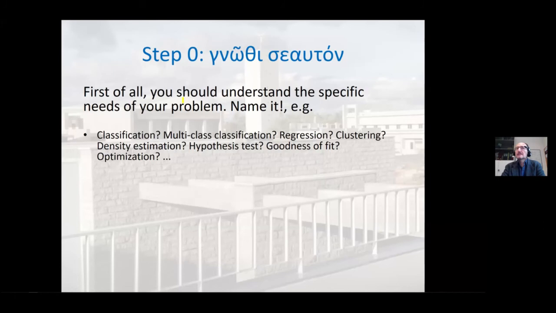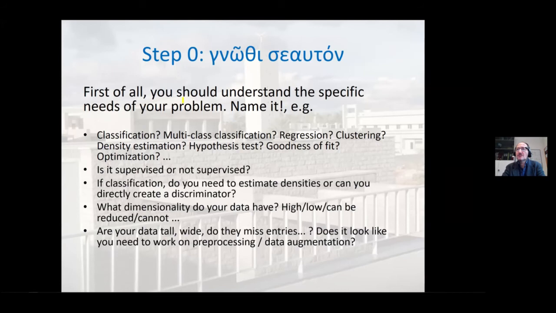So a few practical tips now. Know thyself. You should understand the specific needs of your problem. Is it classification or density estimation? It might be silly to say this, but it's actually an important check at the beginning, because sometimes you can approach a problem from many sides. And are your data tall or wide? Because depending on what your data are, the method that you want to use is different. If you have low dimensionality, all you need is a KNN classifier, for instance. And many, many questions have different answers that you must sort out.